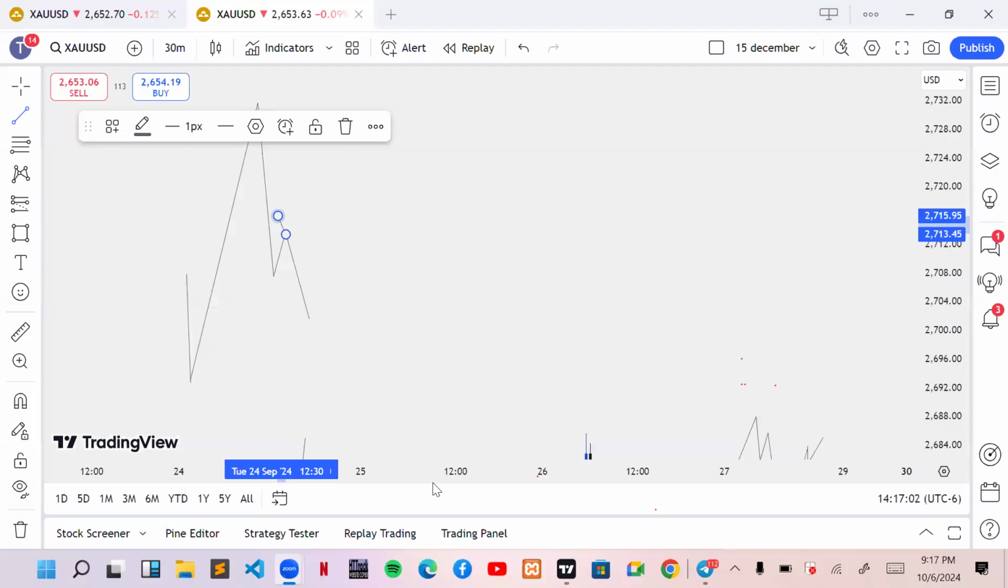Local structure is just price taking out a previous high or low. Yes, simple. Local structure is the market taking out a key level. Support and resistance: support is a low, resistance is a high. If the market breaks your resistance level, that is a break of structure. If the market breaks your support level, that is still a break of structure. But a shift in market structure is the market changing direction to the opposite side. That's just it.